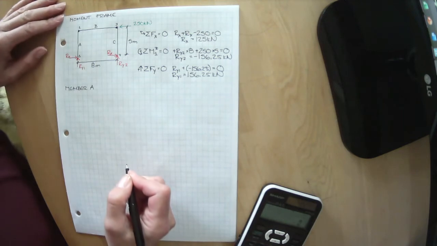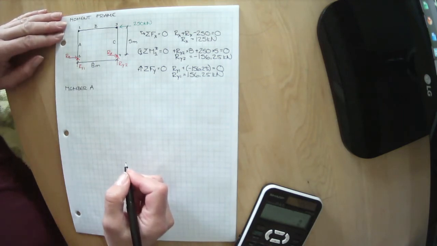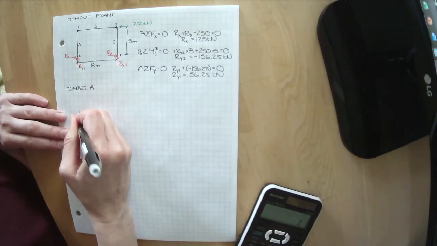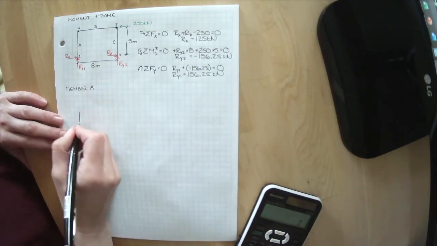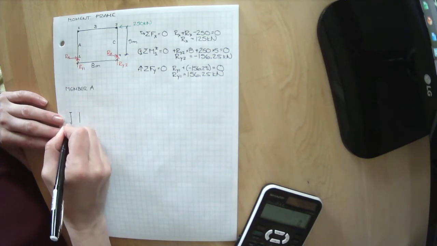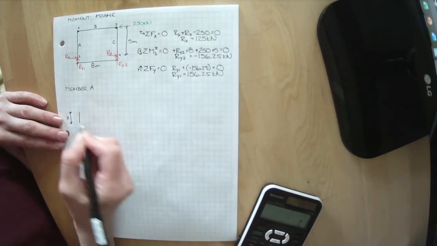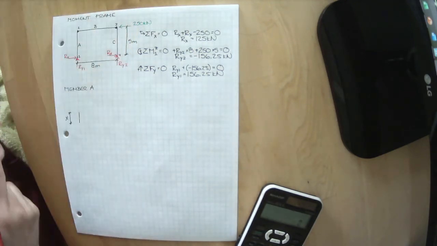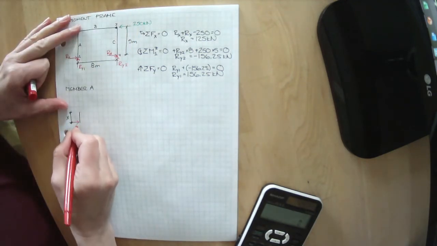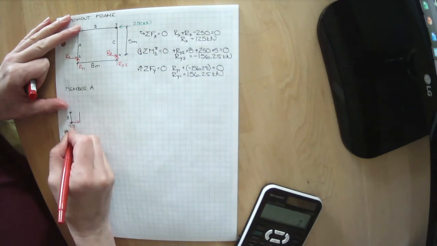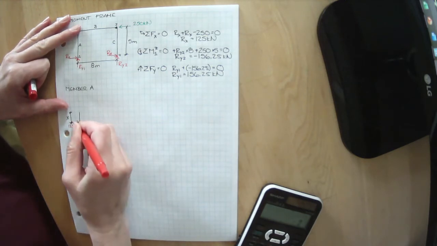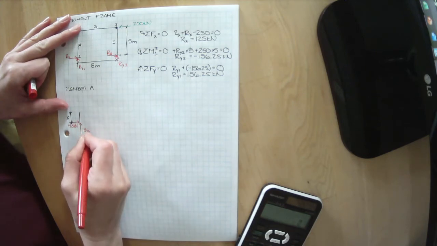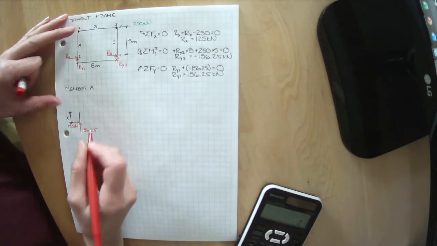All right, so we're going to do a cut through member A. So let's draw our section here. We don't know how far up it is. We're going to label this X. So we're making this cut at X. We know that we have a reaction right here of 125 kilonewtons and a reaction right here of 156.25 kilonewtons.